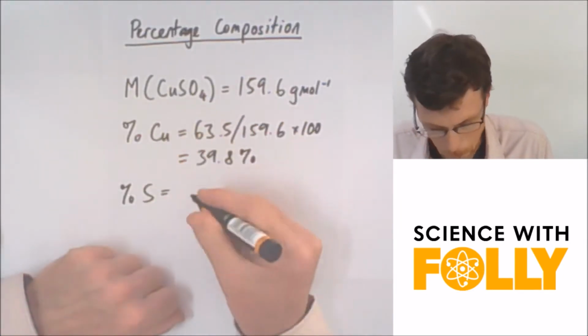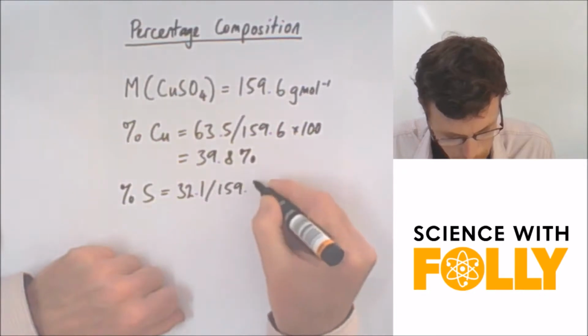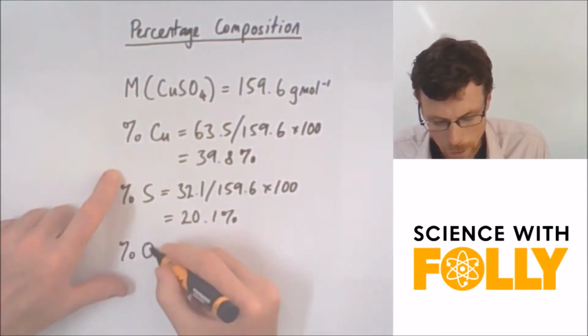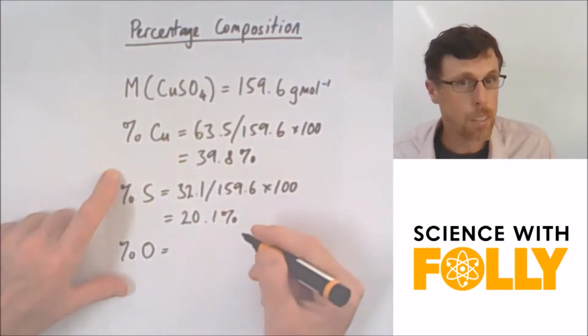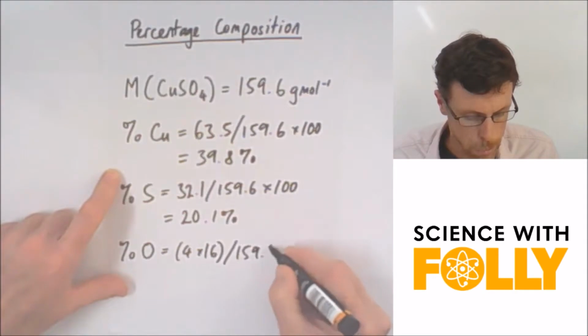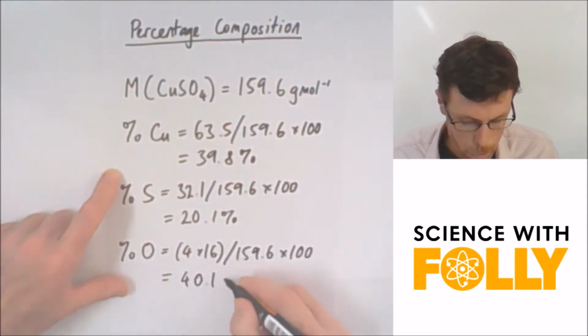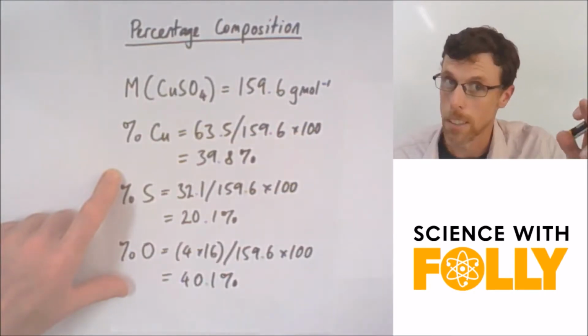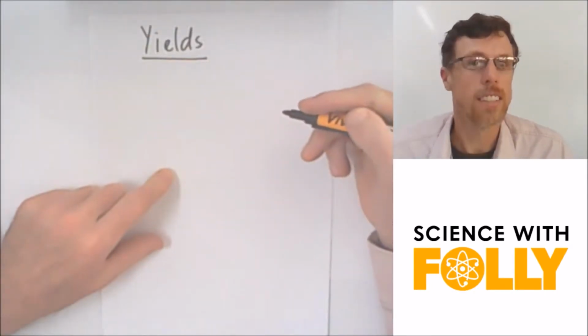Let's look at the percentage of sulfur. The molar mass of sulfur is 32.1, divide that by 159.6 times by 100, and that gives us 20.1%. And finally, the percentage of oxygen equals 4 times 16, because the molar mass of oxygen is 16, so that's 4 times 16 divided by 159.6 times 100, and that gives us 40.1%. And as you can see, all those percentages add up to 100%. Pretty good, eh? So now let's look at yields.